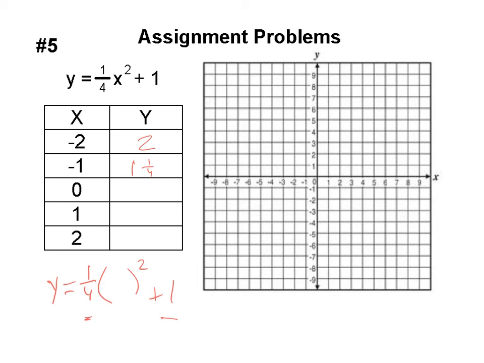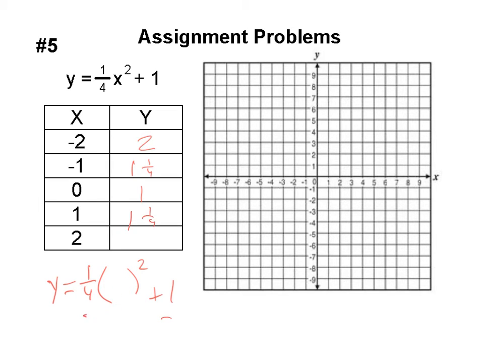Let's erase this and replace it this time with 0. 0 squared is 0. 0 times 1/4 is still 0, plus 1 is 1, right? All right, let's erase and replace. Here goes our 1. 1 squared is just 1 times 1/4. Well, anything times 1 is itself, so 1/4 plus 1 is 1 and 1/4 again.